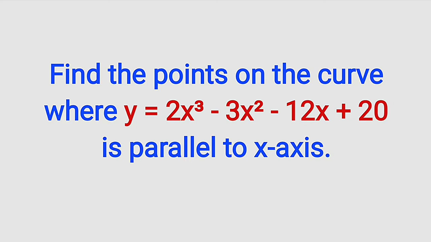We're asked to find the points on the curve where y equals 2x cubed minus 3x squared minus 12x plus 20 is parallel to the x-axis.